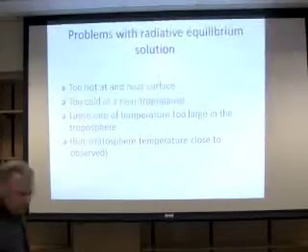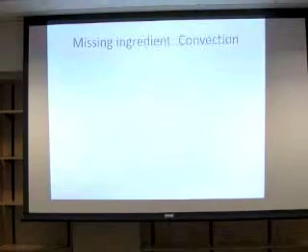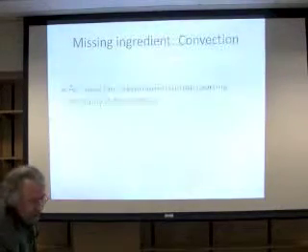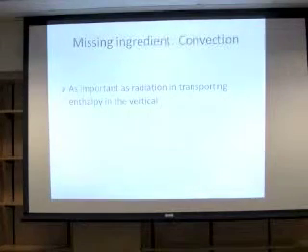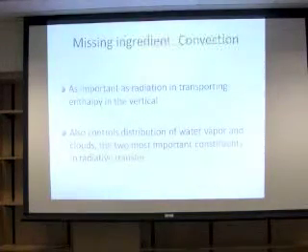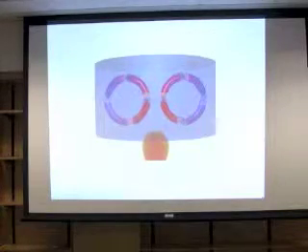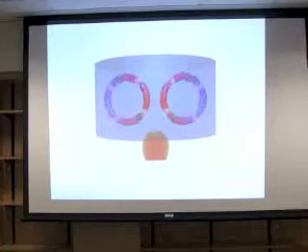So what's wrong with the radiative equilibrium solution? Well, there's one important missing ingredient, which is convection. In our atmosphere, particularly in the tropics, radiation is just one way that energy is transferred in the vertical. Another important way is convection. And so convection is just as important as radiation in transporting enthalpy in the vertical. But it also controls the distribution of water vapor and clouds, which are the two most important constituents in the atmosphere for radiative transfer. So everybody who's boiled water knows something about convection.